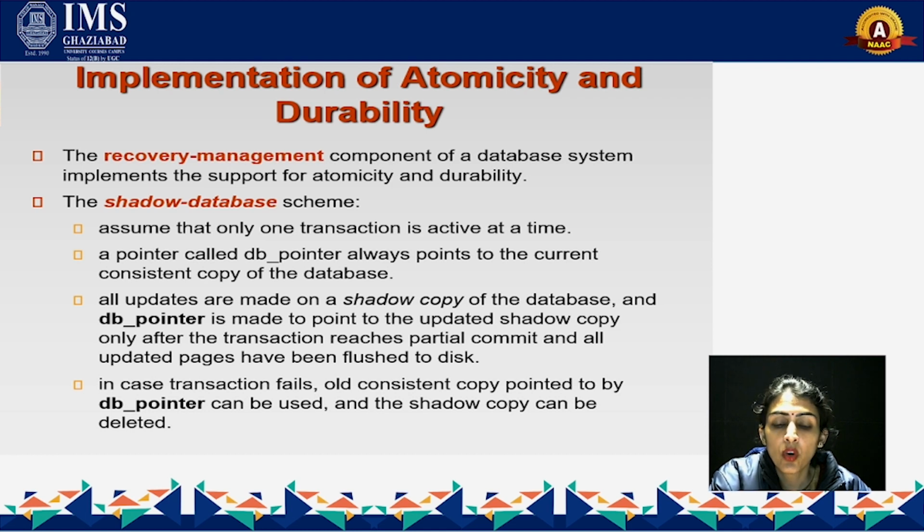Then the old consistent copy pointed to by the DB pointer can be used and the shadow copy can be deleted. Why is the shadow copy deleted? Because the transaction has failed, so all the changes which have been made in the database have to be rolled back. Rolled back means the shadow copy which we made is deleted. And if the transaction is successful, then the shadow copy becomes persistent.